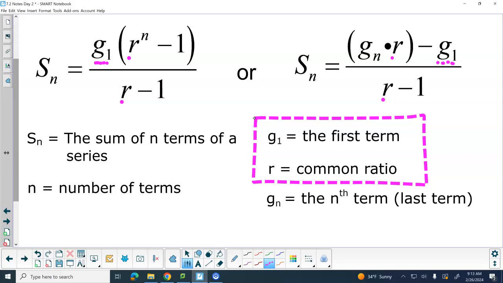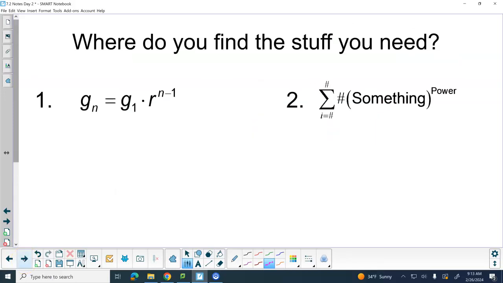My go-to jam, my ride or die jam, is the left one. Okay? But sometimes I'm given all of the information in the right one, and I'm just going to use that one. Doesn't matter. Okay? So where do we find all of these informations?